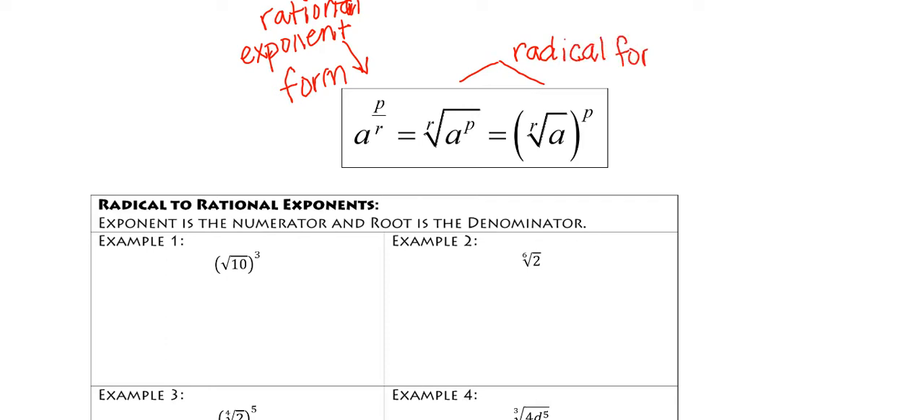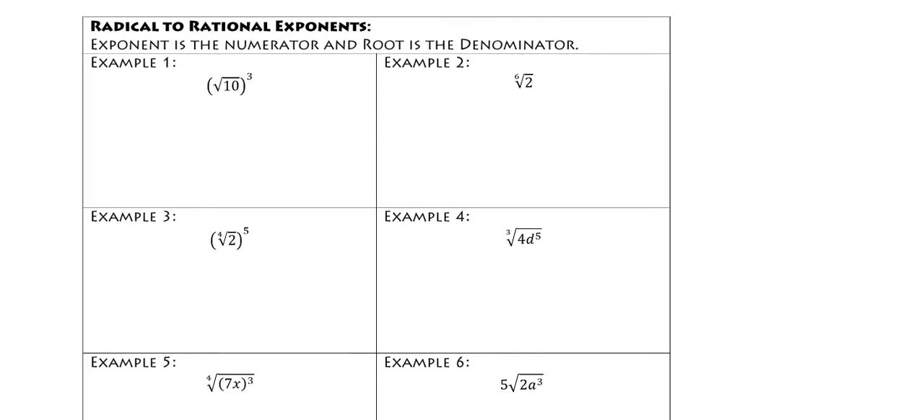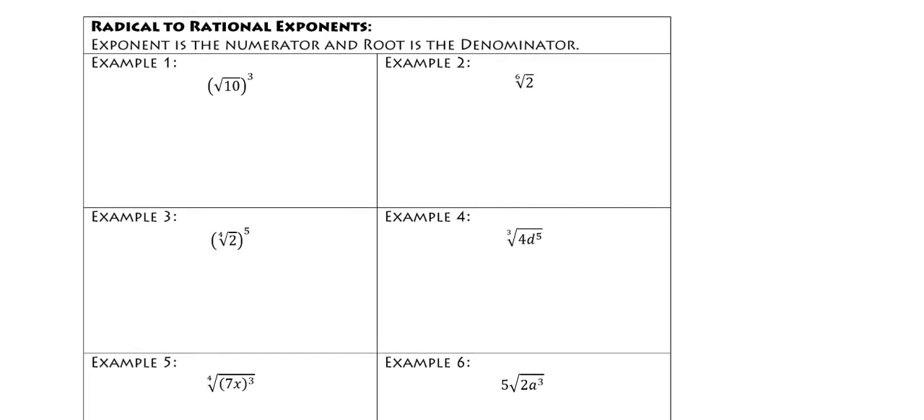Remember, radical is just another term for what we typically call a square root. That's what we're used to seeing. But radical is the same thing as that root there. Okay, so we're going to look at radical to rational exponents. The exponent is the numerator and the root is the denominator.